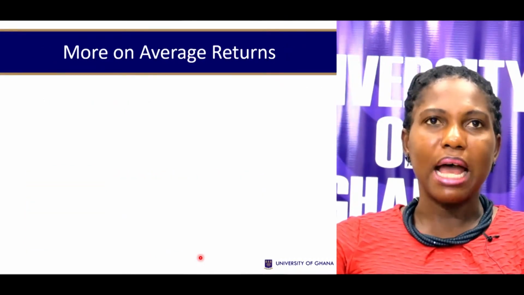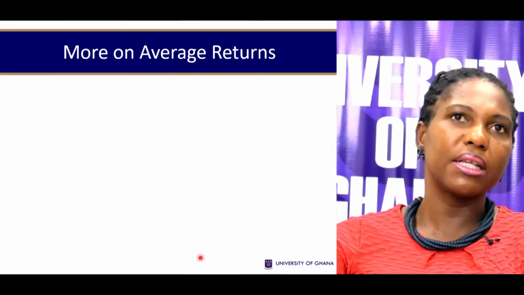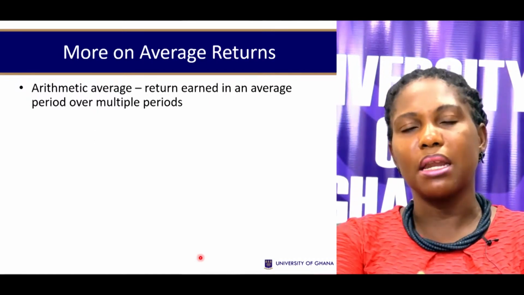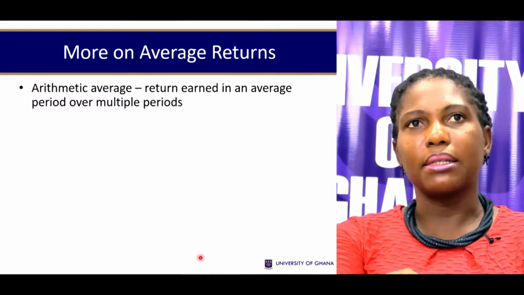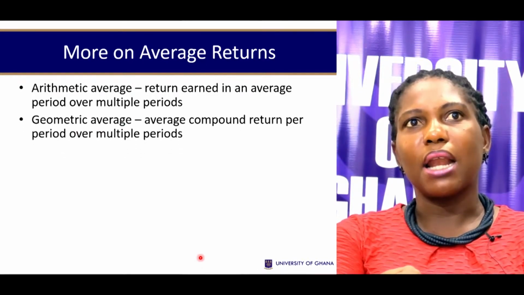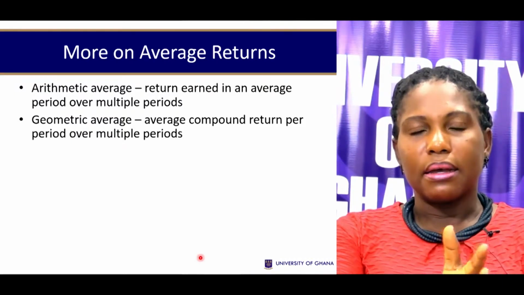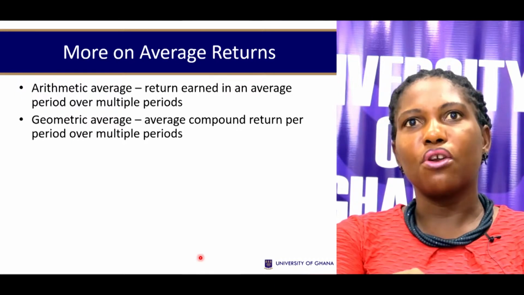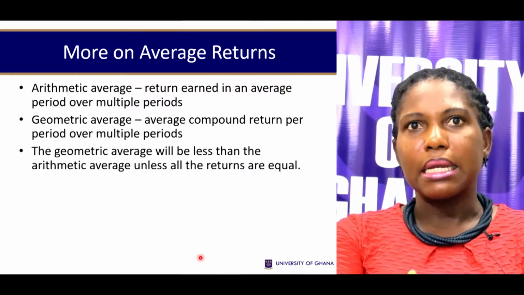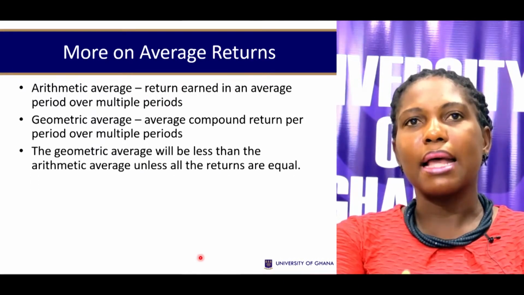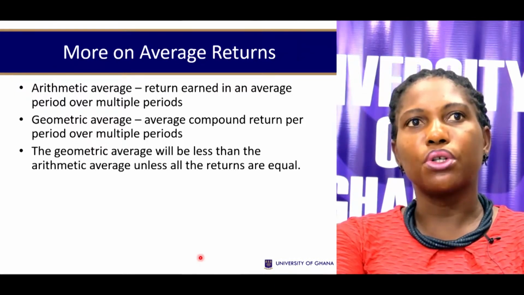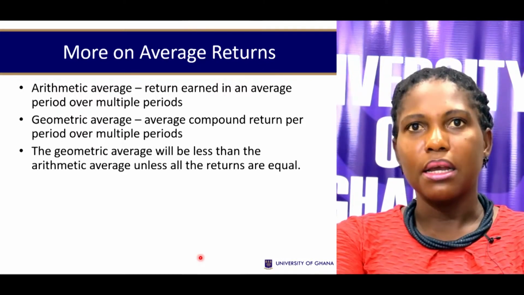So the HPR in this scenario, given 10%, negative 5, 20, and 15%, is approximately 44.21. Now, when you want to look at average returns, and normally rates are quoted per annum, then we need to start looking at issues like arithmetic mean and also its alternative, the geometric mean. Now, the arithmetic mean is what is earned on average over the multiple periods, and the geometric mean normally looks at the average compound return per period over multiple periods. Now, typically, unless the values are the same and the signs are the same, the geometric mean will normally be less than the arithmetic mean.